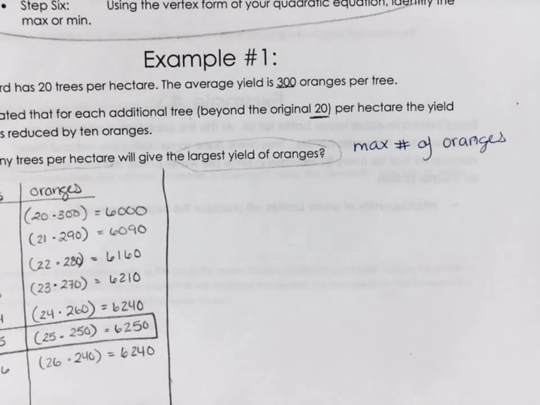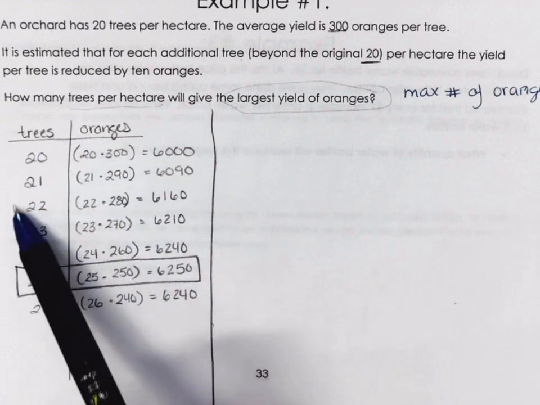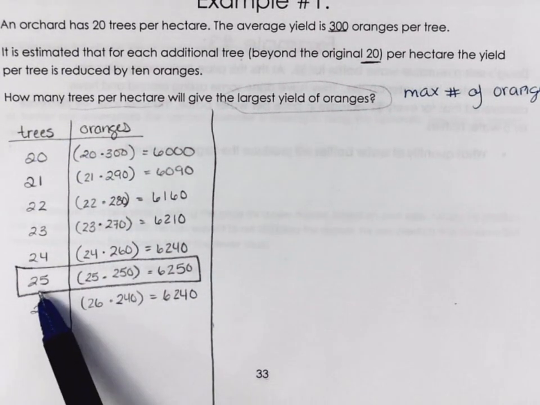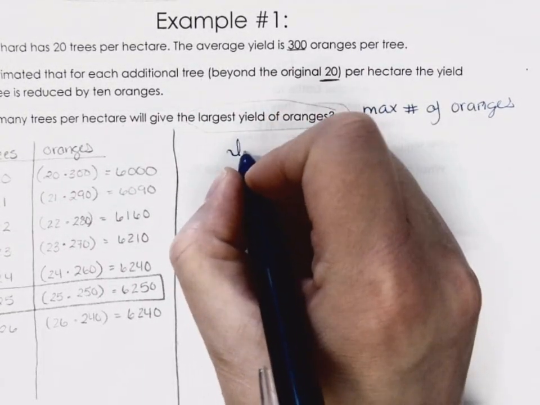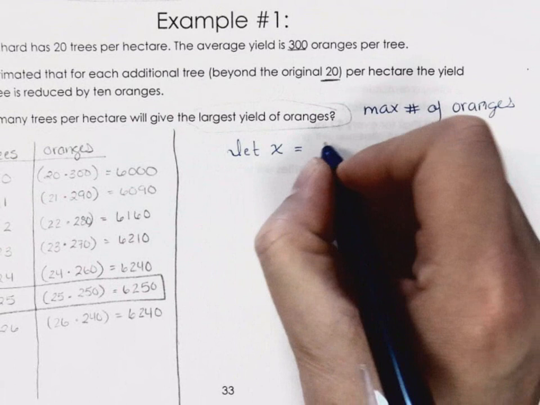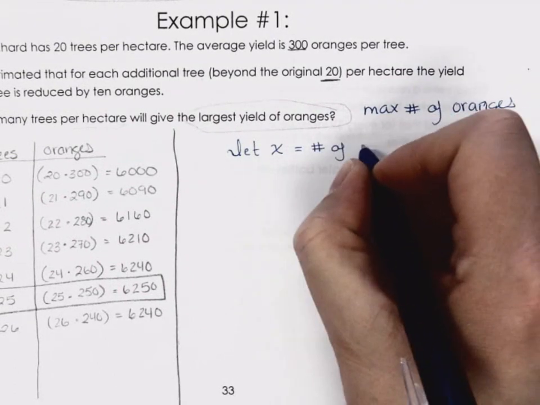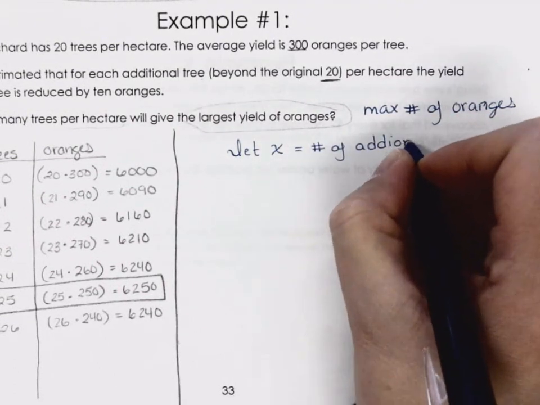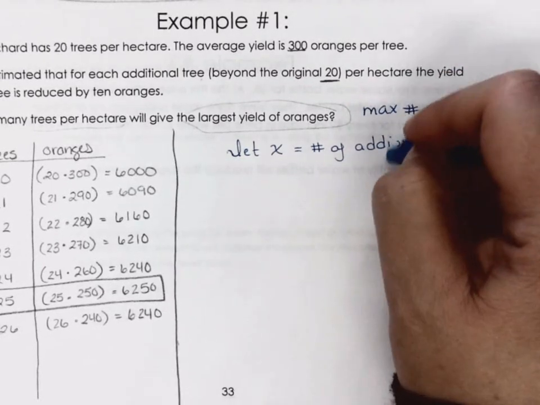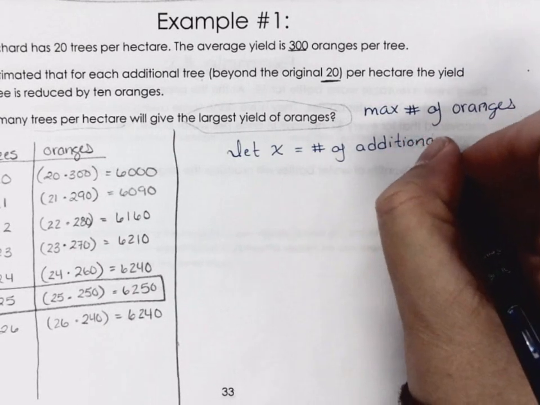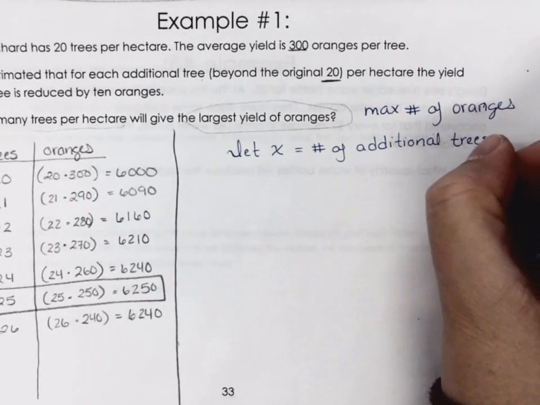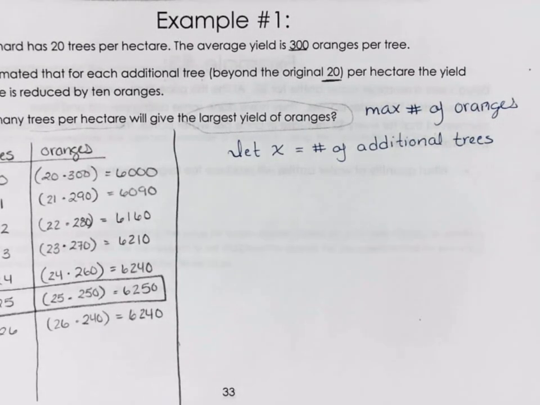Okay. But what was the thing that we were trying to figure out? It was the number of trees, right? We're trying to figure out the number of trees. So we're going to make a statement, let x equal the number of, oh, look, I forgot a t in there. Because we're adding one tree every time. We're adding in an additional tree on top of the 20.